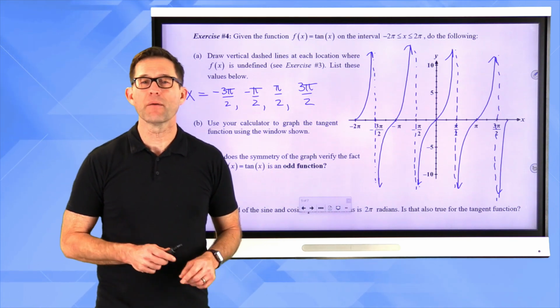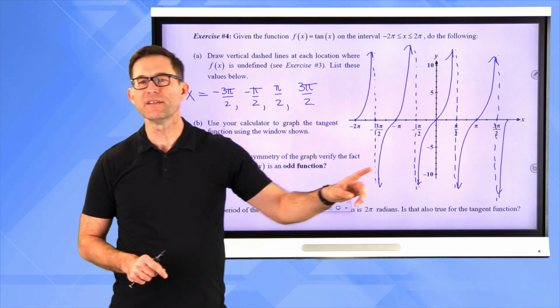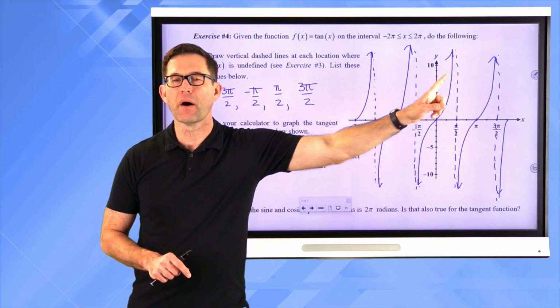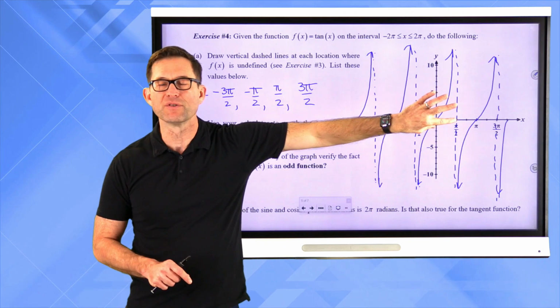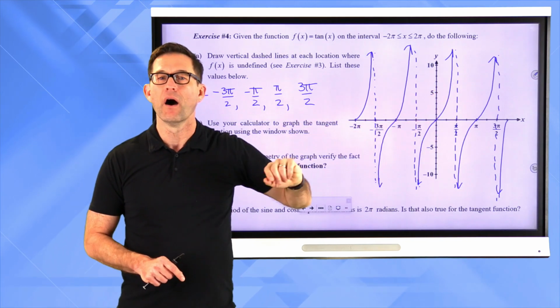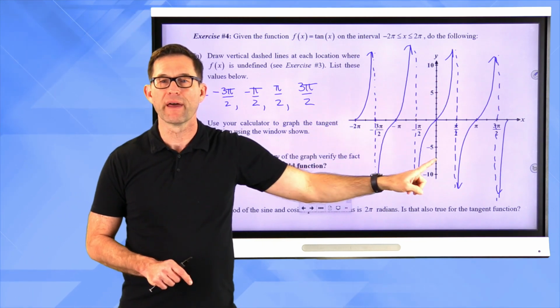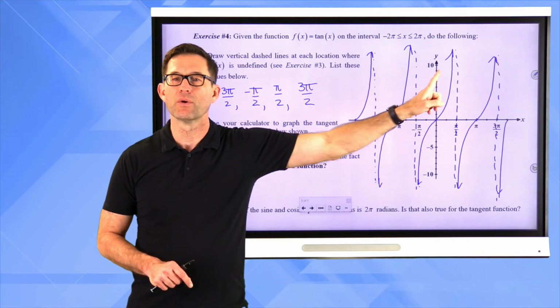Well, it's symmetric about the origin, and it's probably easiest to see by just looking at this sort of form that goes from negative pi over 2 to pi over 2. In other words, if I rotate that thing about the origin by 180 degrees, that portion would land on that, and that portion would land on that.